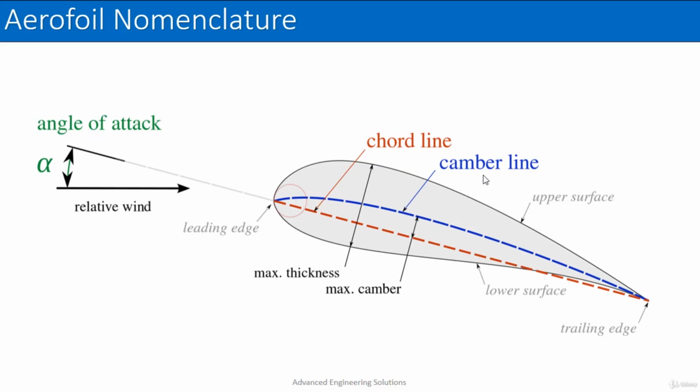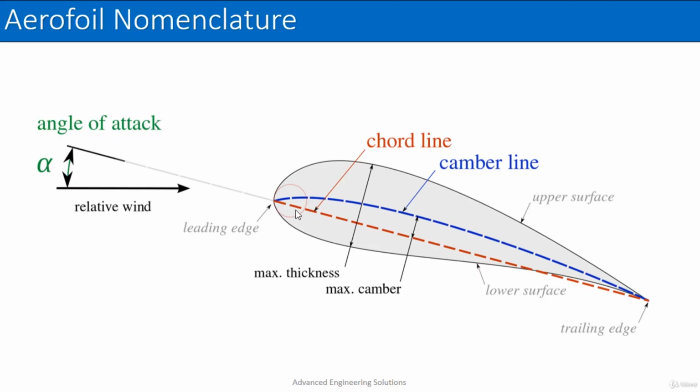And the camber line is the line around which we have the thickness distribution of the airfoil. So for a symmetric airfoil, the camber line and chord line are the same, but for a cambered airfoil, they are different. We put the thickness distribution around the camber line, so maybe you can see here that we have different thickness from the chord line on the upper surface and on the lower surface.